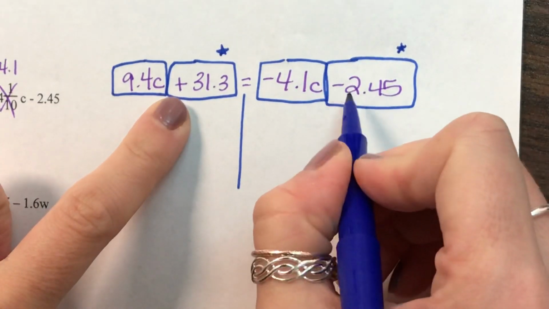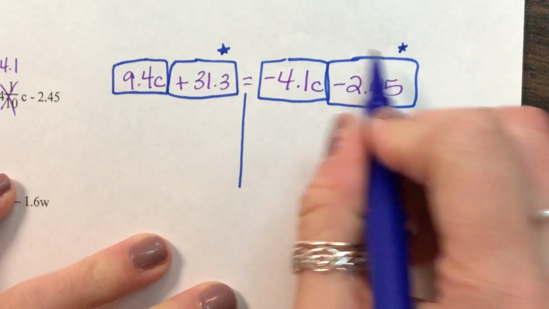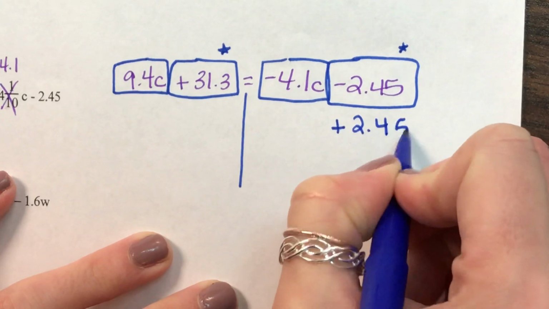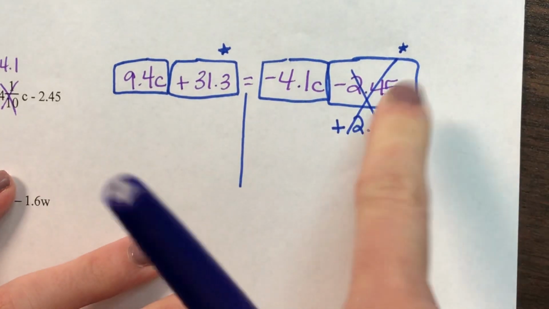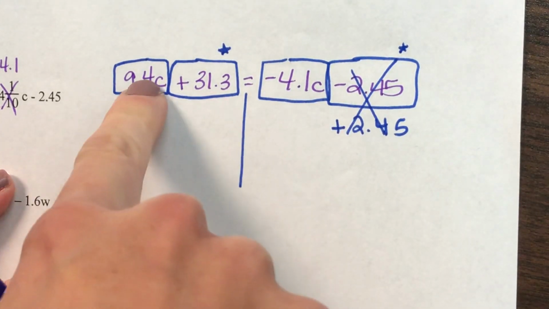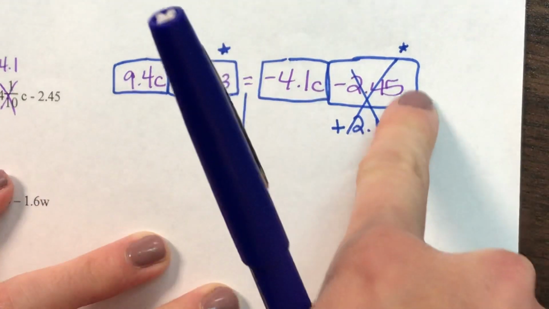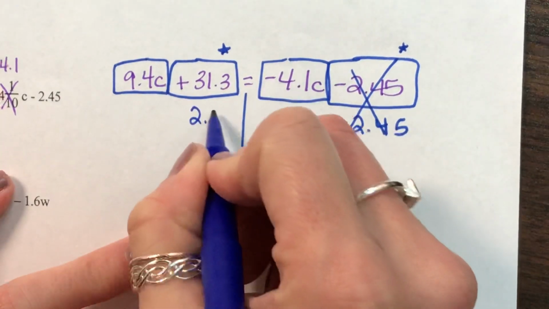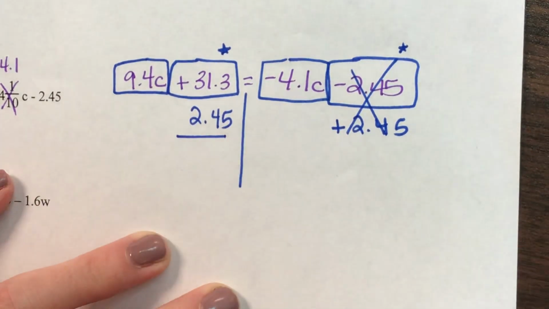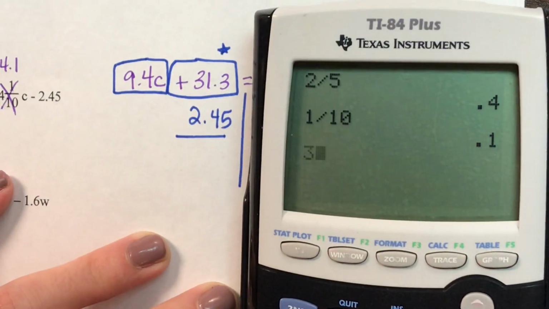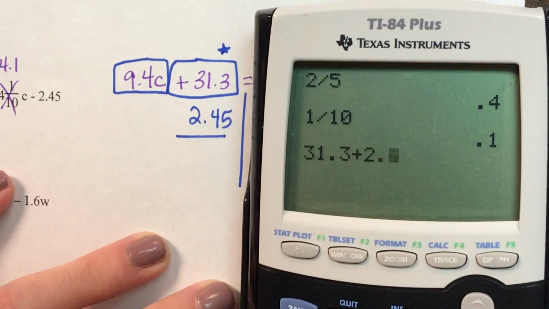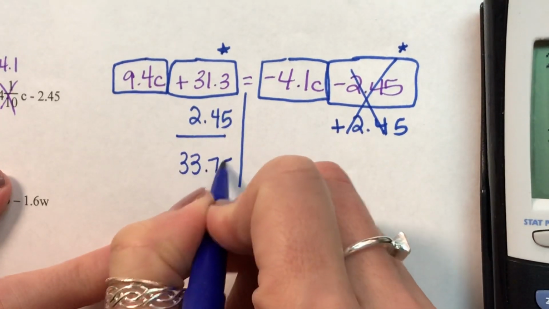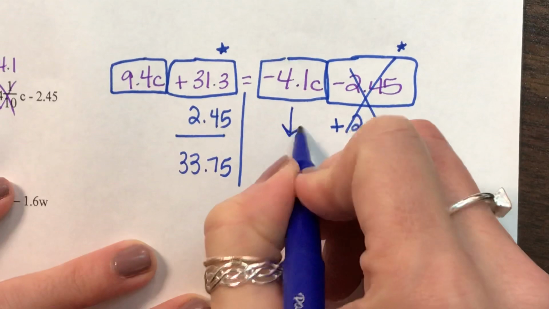So I'm going to move this negative 2.45. And the opposite of negative 2.45 would be positive 2.45. Cancels out, and I have to add it with the only other regular number over here. I can't add it to C because that didn't have a C on it. I had to add it to the 31.3. So 31.3 plus 2.45 is 33.75. Okay, now I have to bring everything else down.